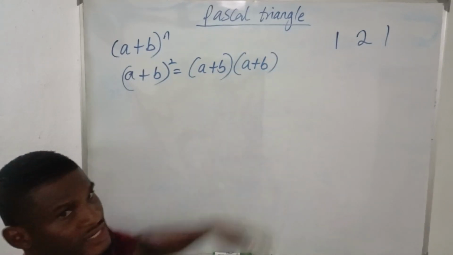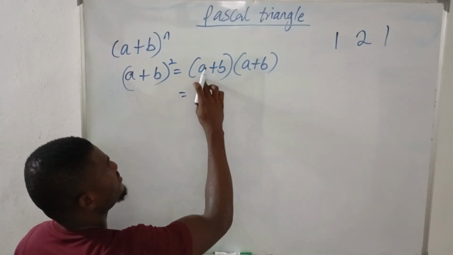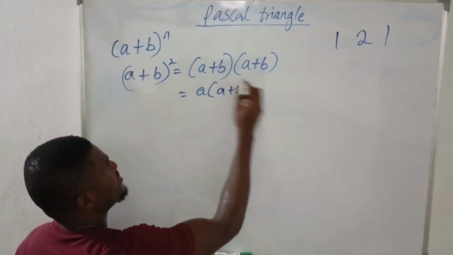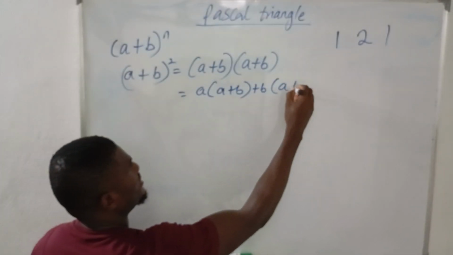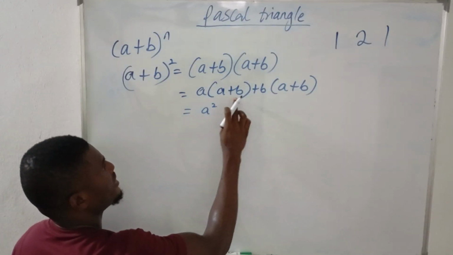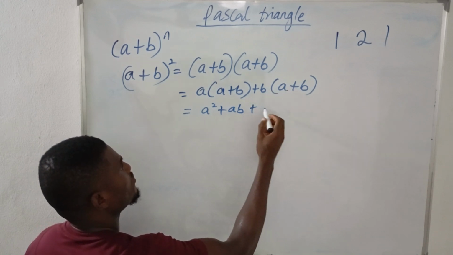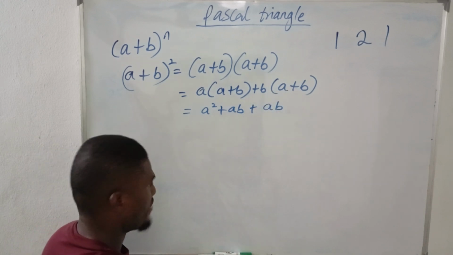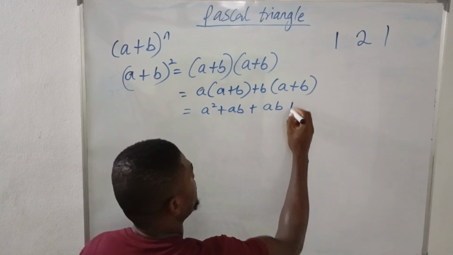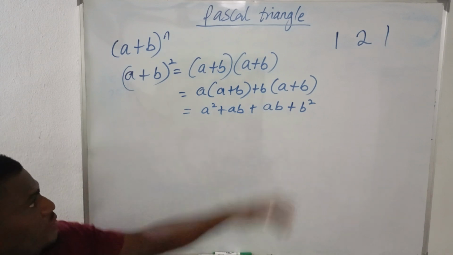Alright, so if we expand this, let's say a, this a will multiply this bracket here, a plus b, and then b will multiply the bracket a plus b. Alright, a times a will give us a squared, a times b will give us ab, b times a will give us ab, arranging it alphabetically, and then b times b will give us b squared. Alright, so this is what we have.